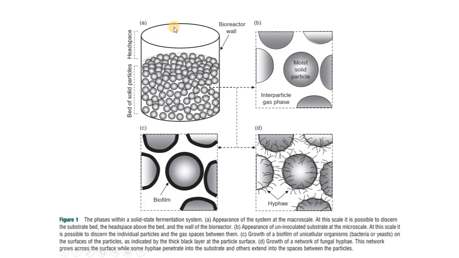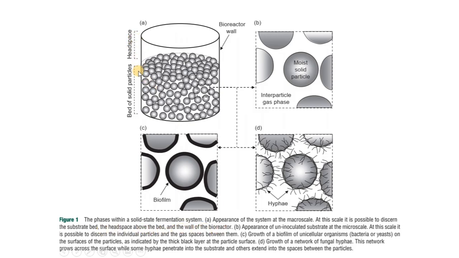In this slide, we can get the basic idea of what a solid state fermenter is. These are the phases within the solid state fermentation system. Diagram A shows the appearance of the system at the macroscopic scale, that is, as seen by the naked eye. At this scale it is possible to discern the substrate bed, the head space above the bed, and the wall of the bioreactor.